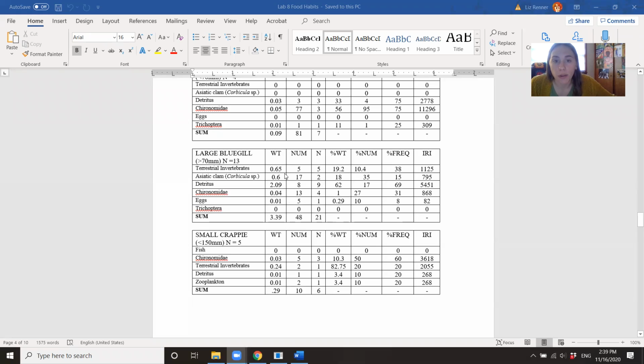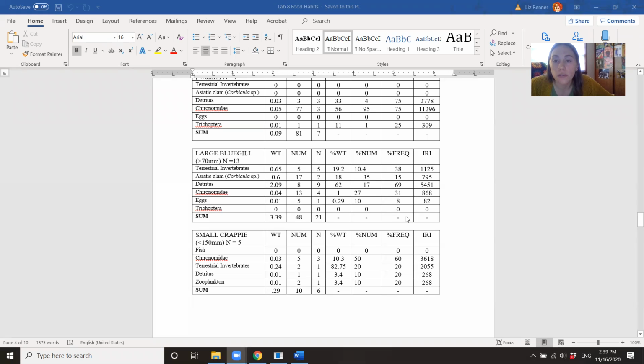And so then if we do the 0.65 divided by the 3.39 again, we get our percent weight. If we do the 5 out of the 48, we get a percent number, like 10.4 and so on. And then if we do the number 5 out of 13 to get 38%, that is the percent frequency. 2 out of 13 would be 15% and so on.